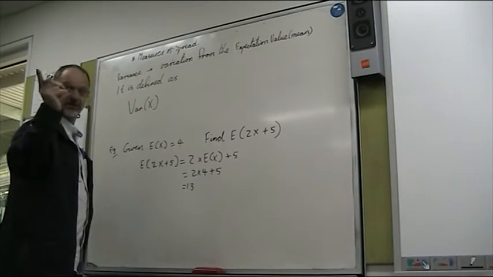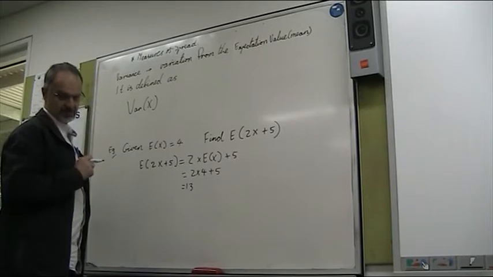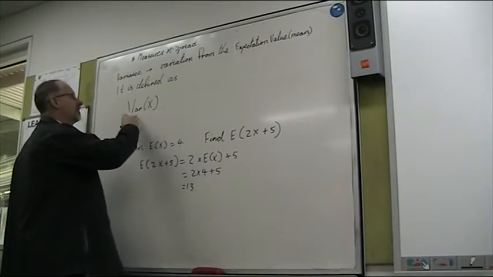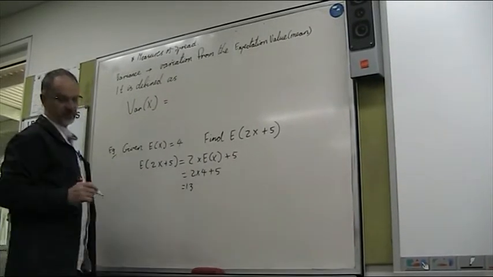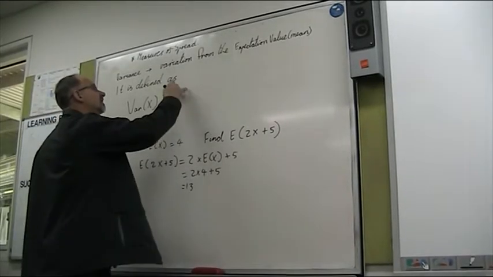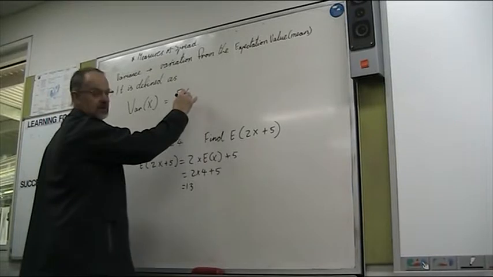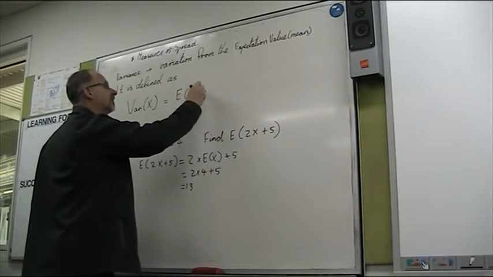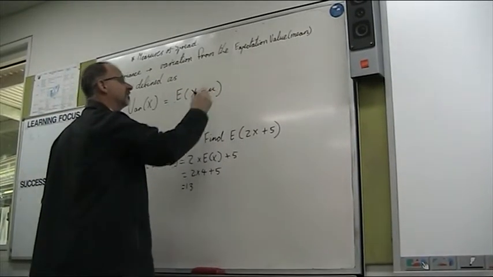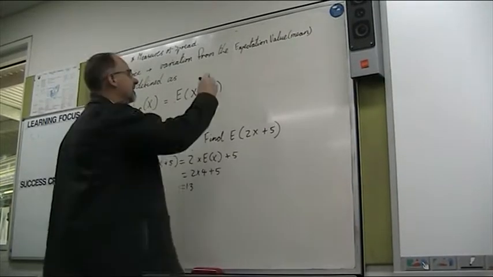And I'm going to mention that right after this. So the variance of x, how much it varies from the mean, is the expectation value of the thing minus the mean, and then square it.